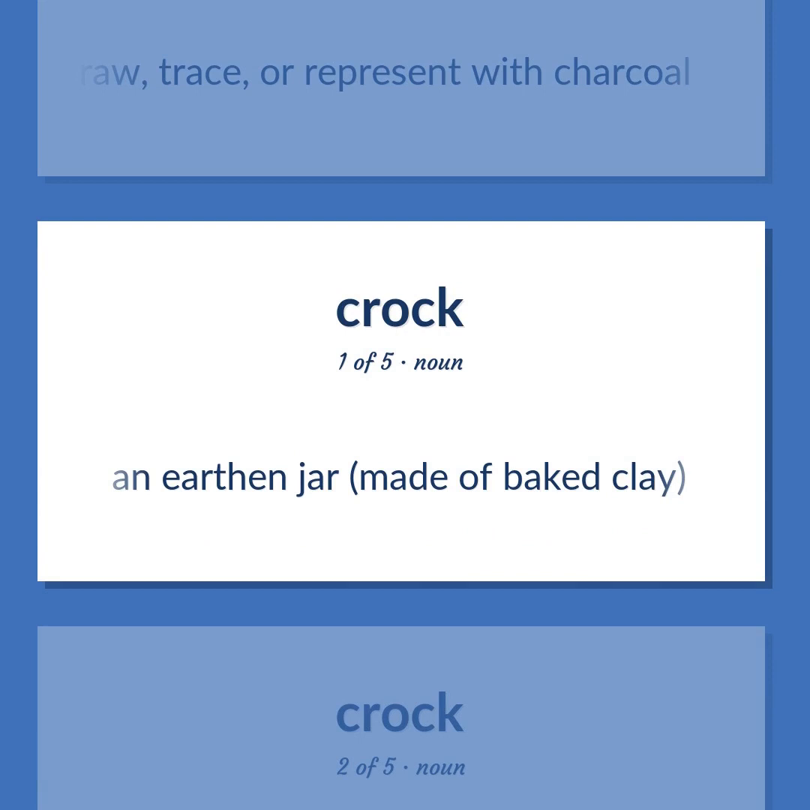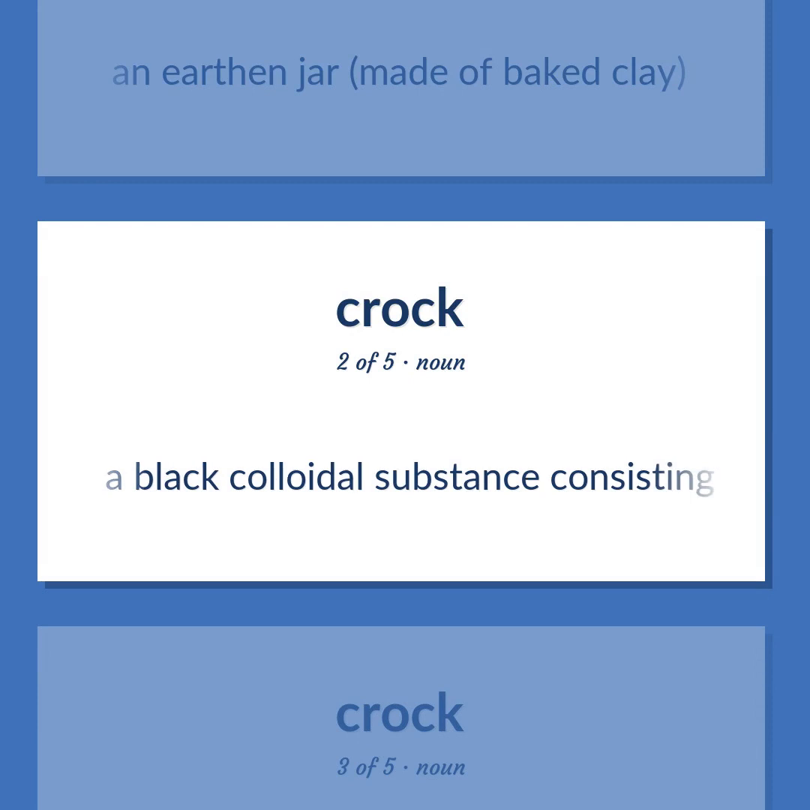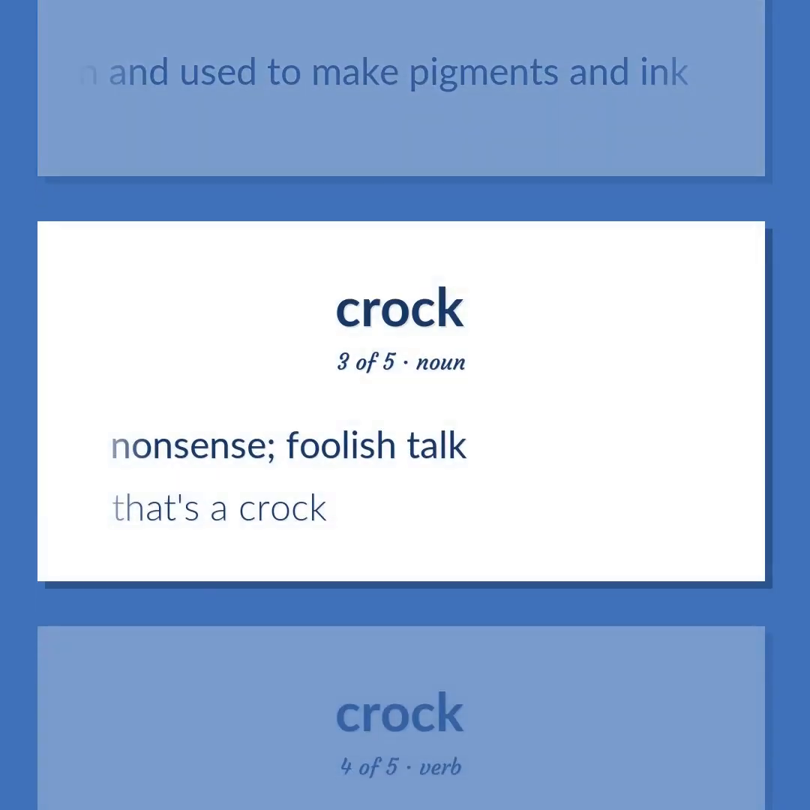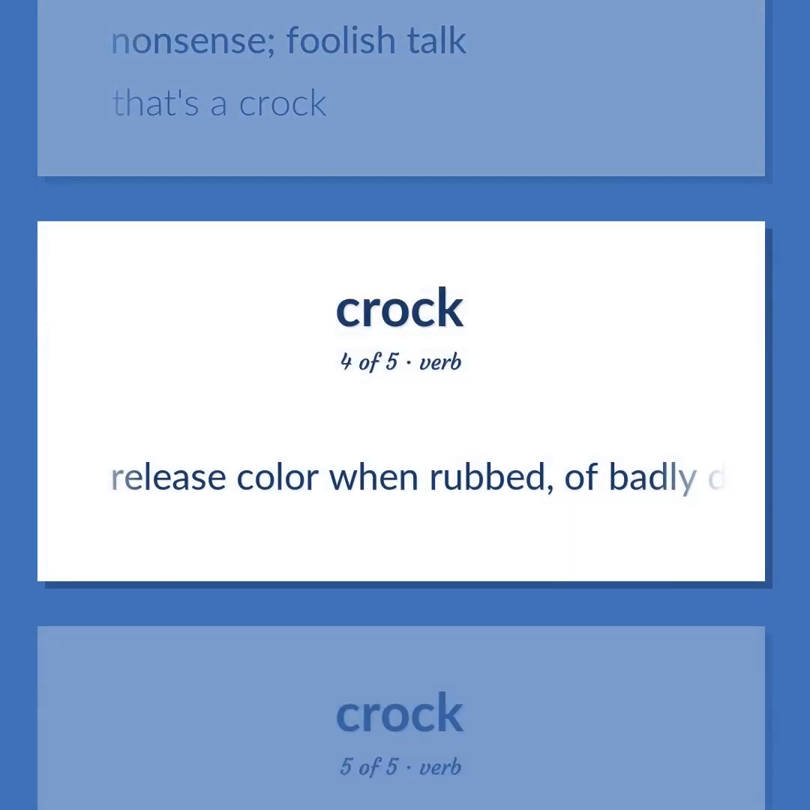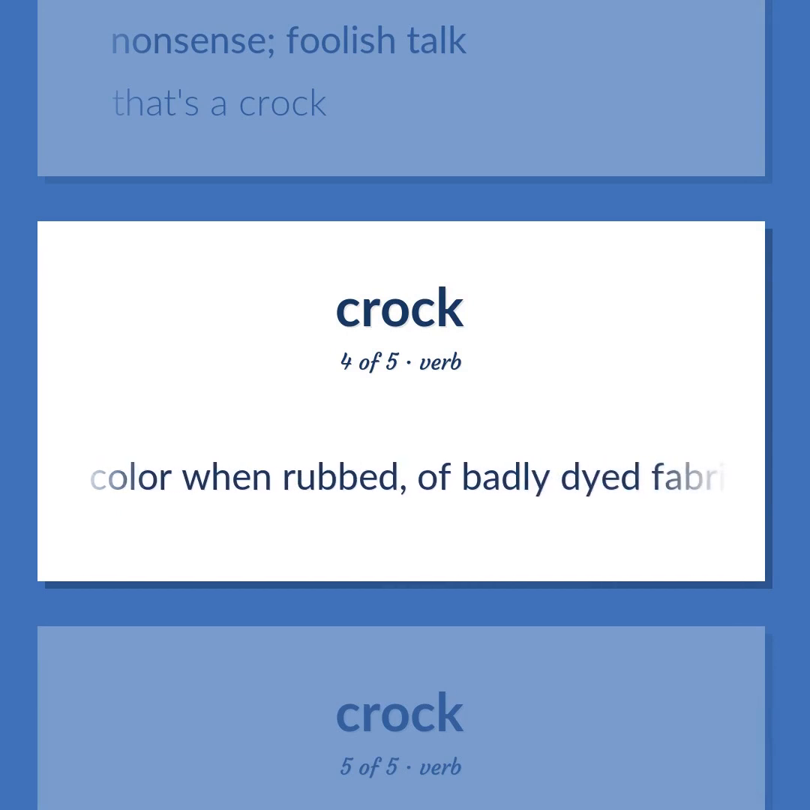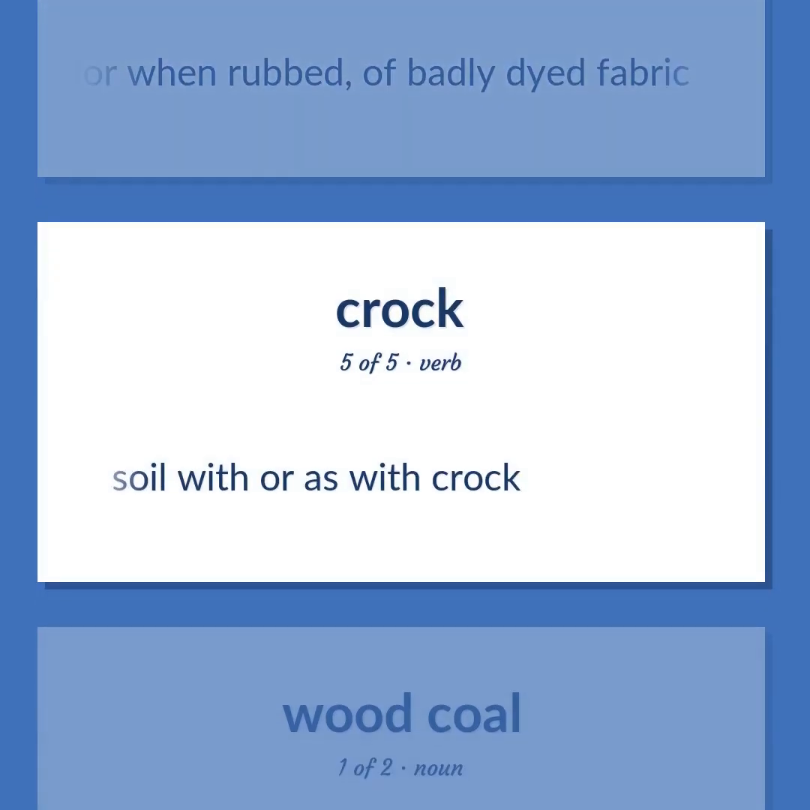An earthen jar, made of baked clay. A black colloidal substance consisting wholly or principally of amorphous carbon and used to make pigments and ink. Nonsense. Foolish talk. That's a crock. Release color when rubbed, of badly dyed fabric. Soil with or as with crock.